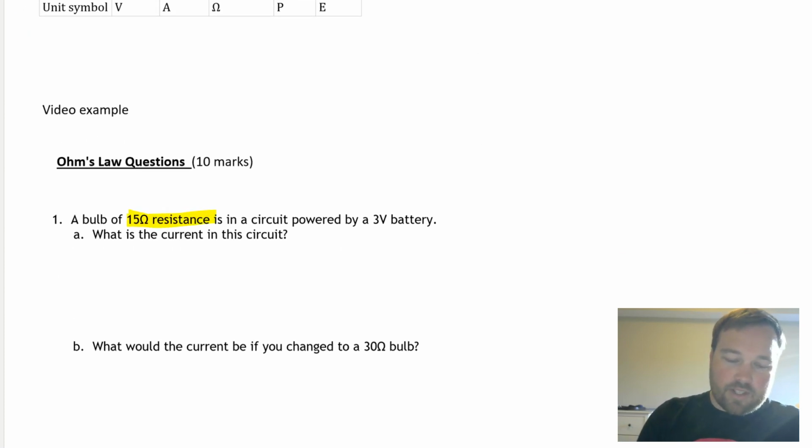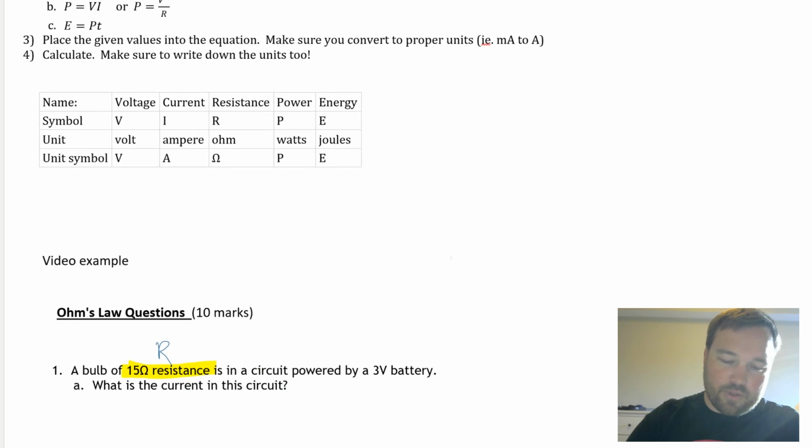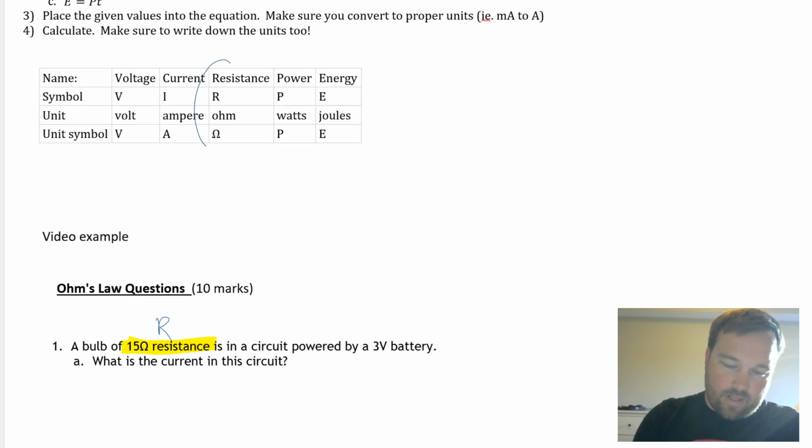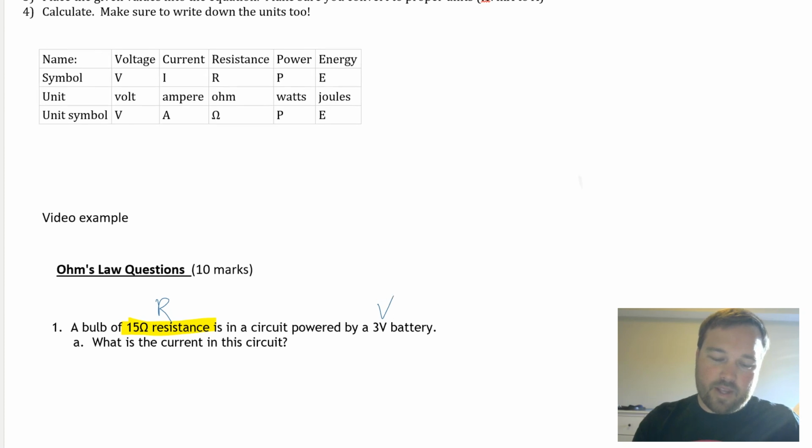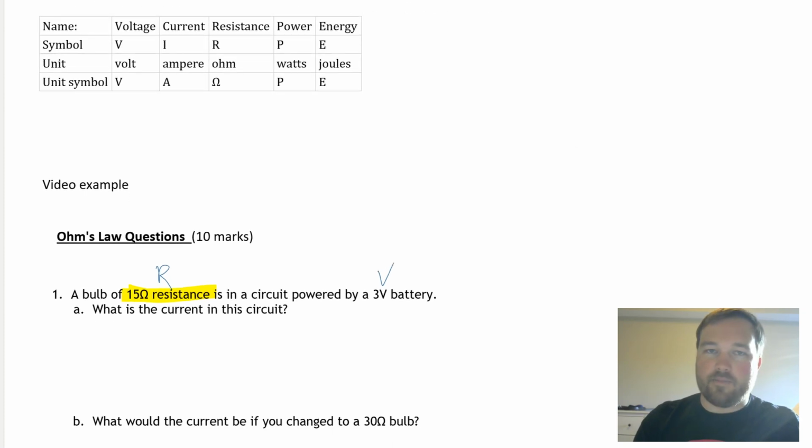15 ohms resistance. As you go through, I would write the letter representing each one. Ohms resistance, R for resistance. You can see that there. Is powered by a 3V battery. V is voltage, and the letter we use is V. What is the current in this circuit? Confusingly enough, current isn't C. Current is given by the symbol I.